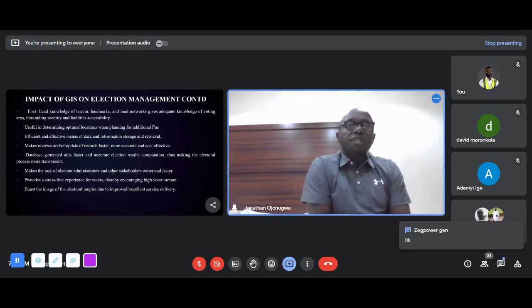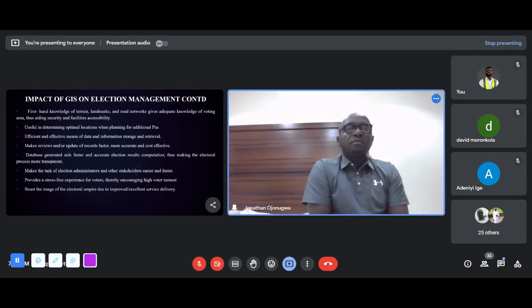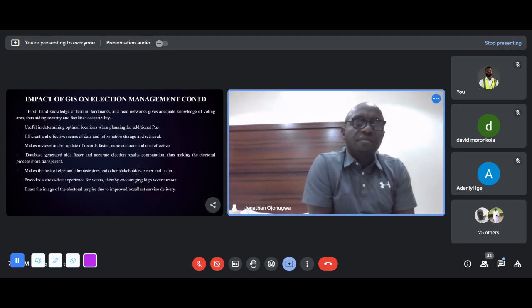With the help of GIS, election management information will not be in hard copies, it will be in soft copies. It will give us the opportunity to update and to retrieve. It also helps review and update records faster and more accurately, and is cost effective.